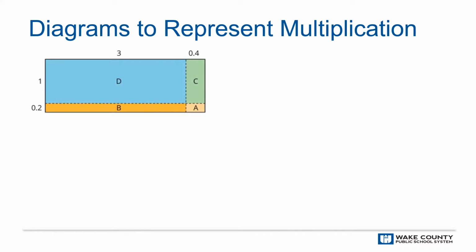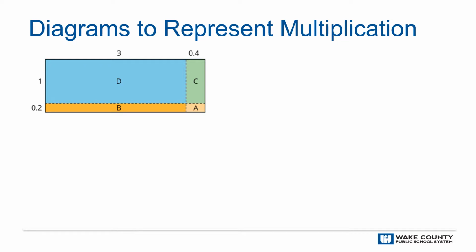Diagrams to represent multiplication. Here is a diagram of a rectangle whose side lengths are 3 4/10 units and 1 2/10 units. Its area in square units is the product. To calculate this product and find the area of the 3 4/10 and 1 2/10, we can decompose each side length into its base 10 units.